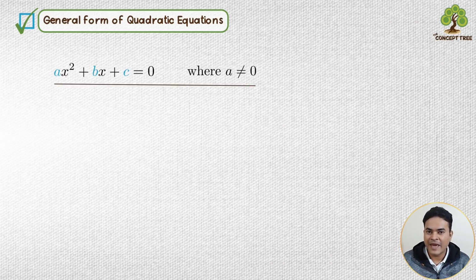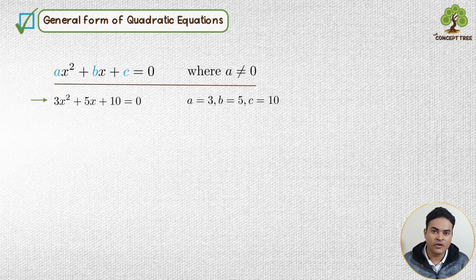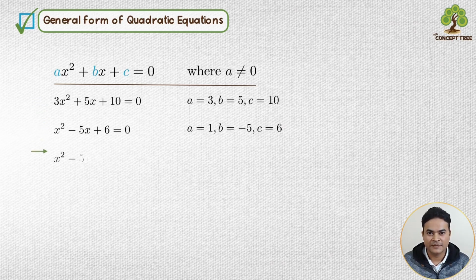Let us see some examples of these quadratic equations. So first is 3x square plus 5x plus 10 equal to 0. We can see that if we compare it with the general form, the value of a is 3, the value of b is 5, and the value of c is 10. Another example is x square minus 5x plus 6 equal to 0. Here a is equal to 1, b is equal to minus 5, and c is equal to 6.